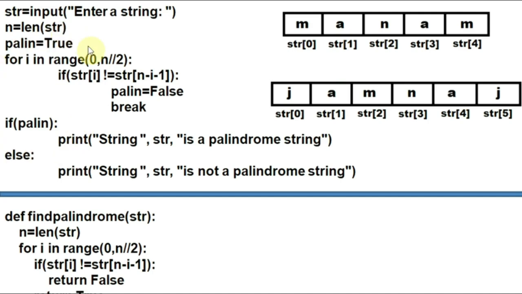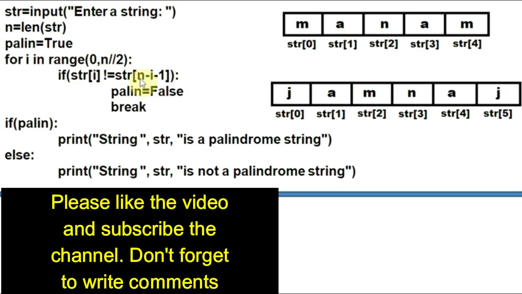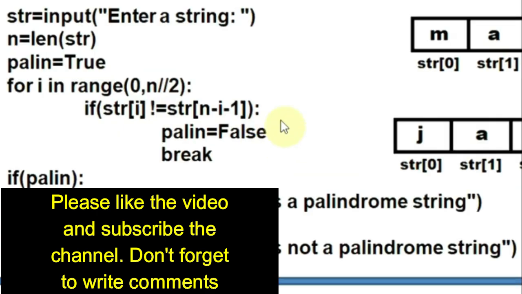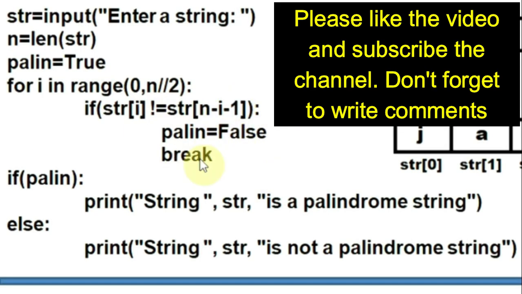The value of i will become 2. This str2 has to be compared with str3. str2, 6 minus 2 minus 1, that is str3. They don't match. So the value of the palin variable will be set to boolean value false. Break. Come out of the for loop. Because palin is false, the if block won't be executed, the else block will be executed. String Jamnaj is not a palindrome string.